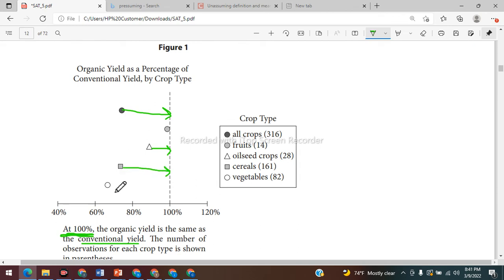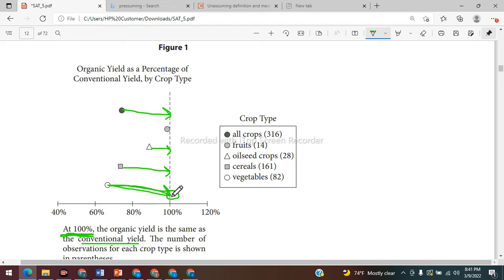It gets even worse when we're talking about cereals, right? And it gets even worse when we're talking about vegetables, which means that when it comes to organic farming and conventional farming, organic farming for vegetables is way worse than conventional farming. In other words, you get way less vegetables when you do it with organic farming as compared to when you do it with conventional farming. That's what this gap is indicating. Now, like I was saying, if this circle was right here, that would mean that when we do our vegetables, we get the same amount whether we do it conventionally or organically.